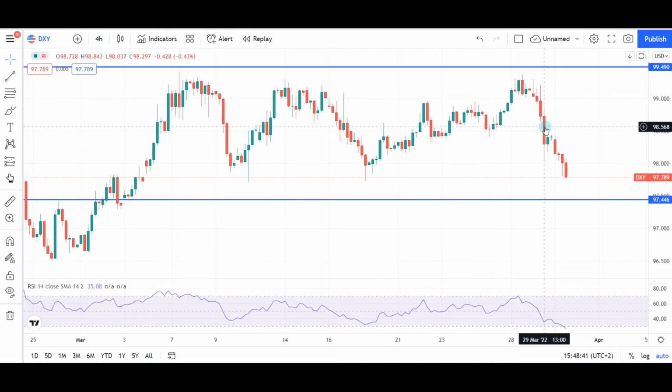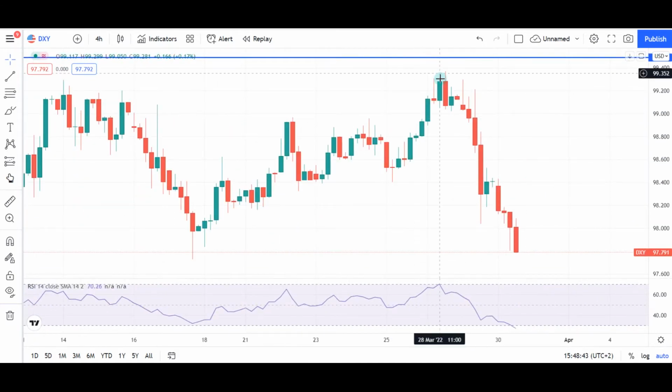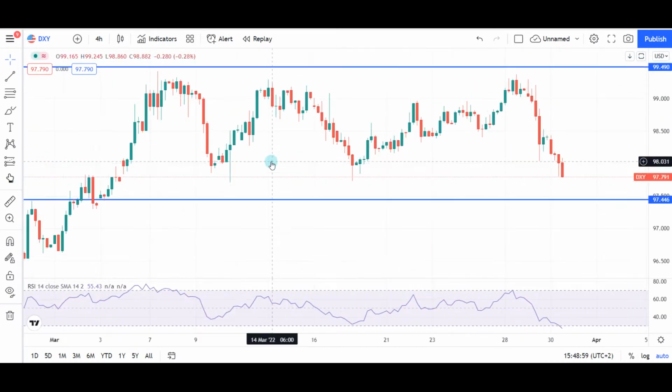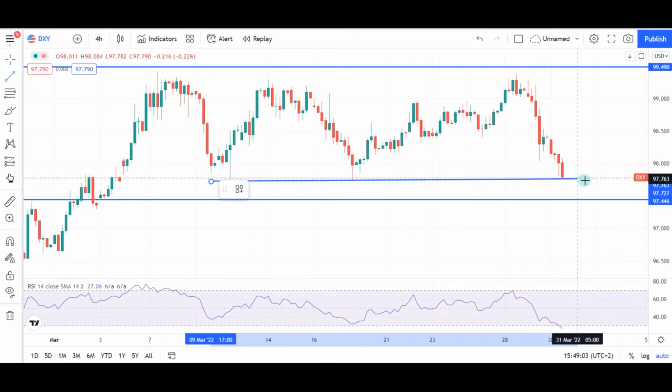All right, let's start with our first chart. As you can see here, the dollar index is on decline with global risk, or with the statements. It is just making some correction, but the level is critical. Why is it critical? Let me show you.